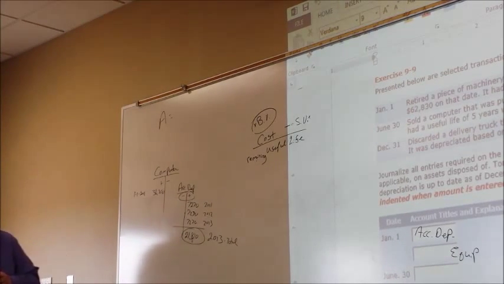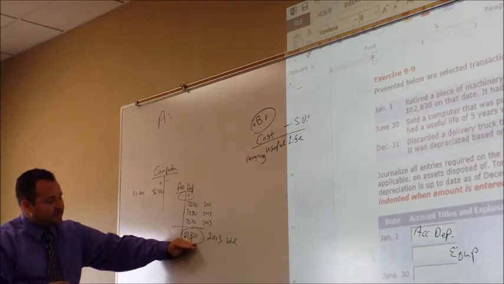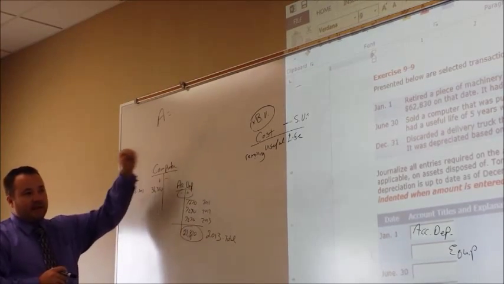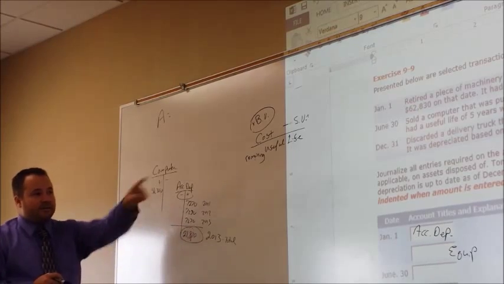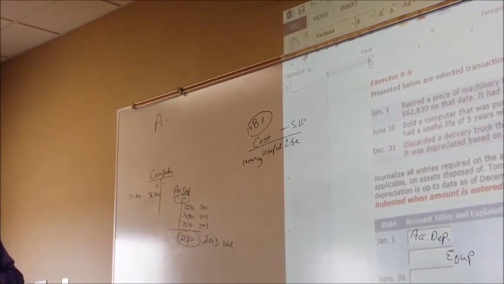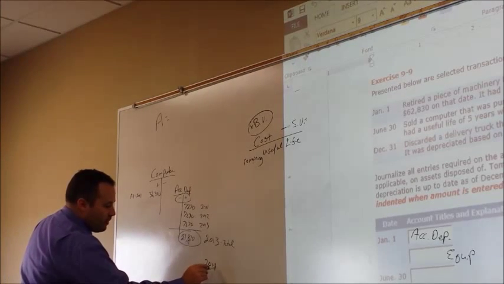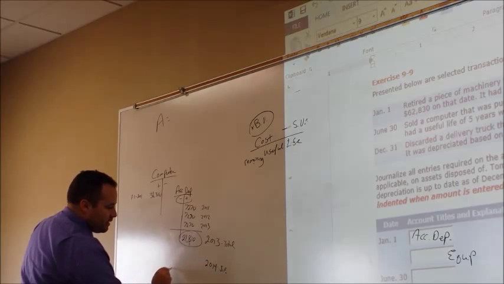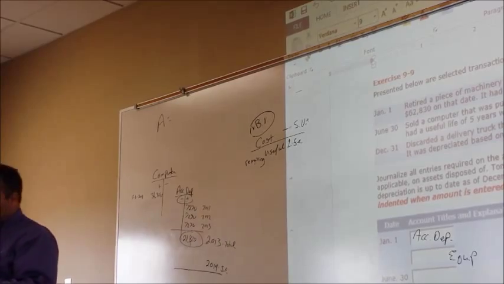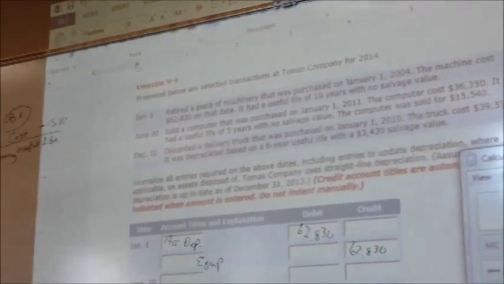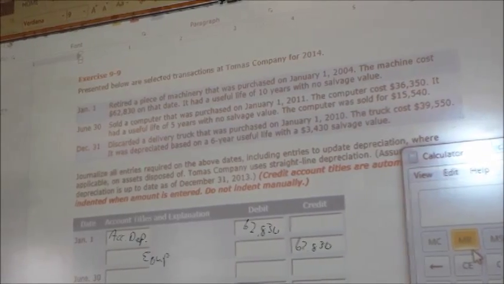June would only be a half a year. True. All we've done is gotten the books up to date as of the end of last year. So notice I'm only at 2013. I haven't done the new year yet, and that's what we're going to do now. What's my journal entry going to be for 2014? How long did I have the equipment in 2014? 6 months.